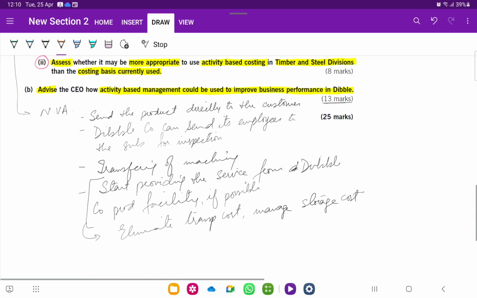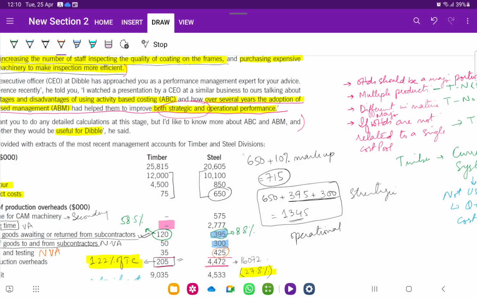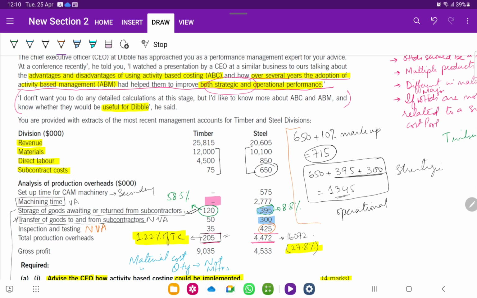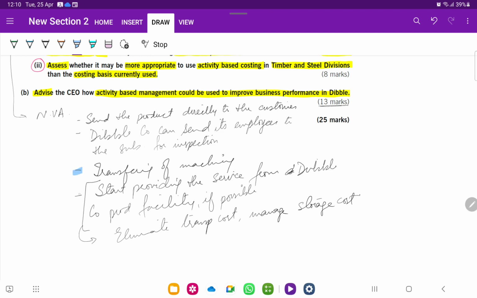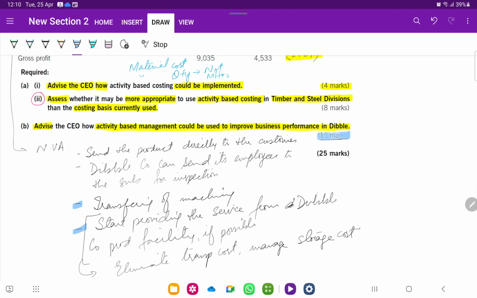At a strategic level, this is something we can identify, that this is something we need to look at. The problem we had identified was this one: these are two costs which were too high. So we identified how we can reduce or eliminate these costs by using activity based costing, right? So this was for 13 marks.